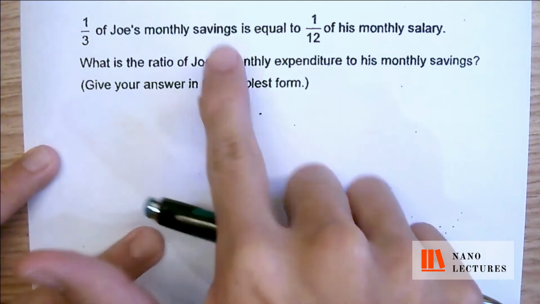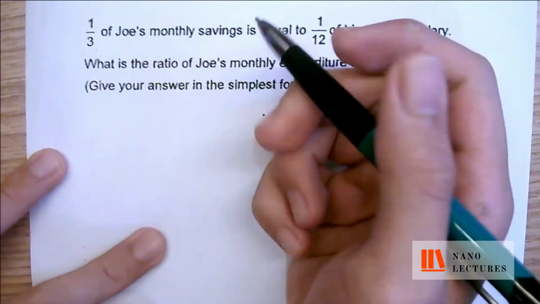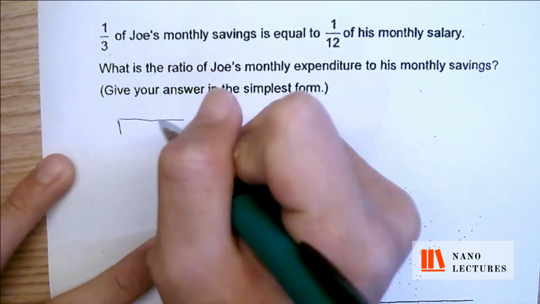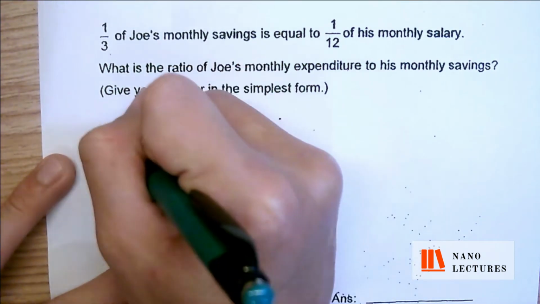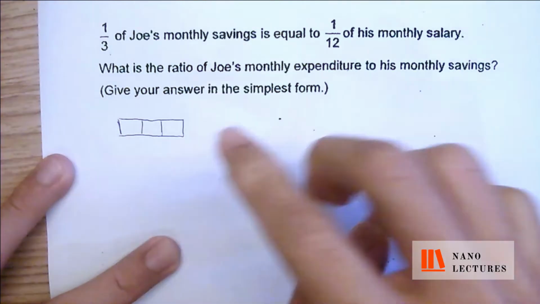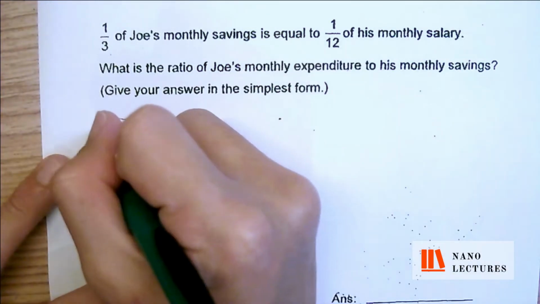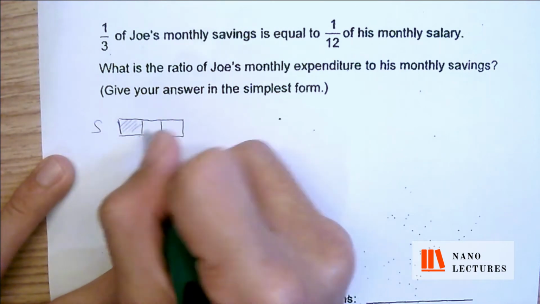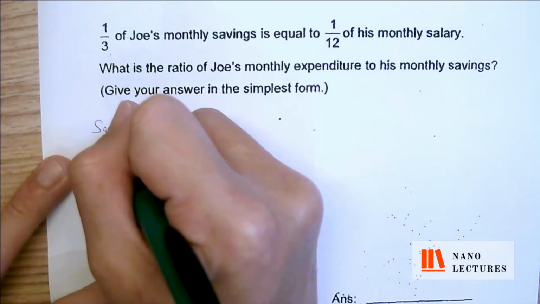So I'm going to draw this one first. They said 1/3 of his monthly savings. Let's see. So I'm going to draw this. Okay, I'm going to split it into 3. Okay, so this one is his savings. 1/3 of his savings means I'm going to shade this. 1/3 of it is equal to the monthly salary. So this one is savings, this one is salary.